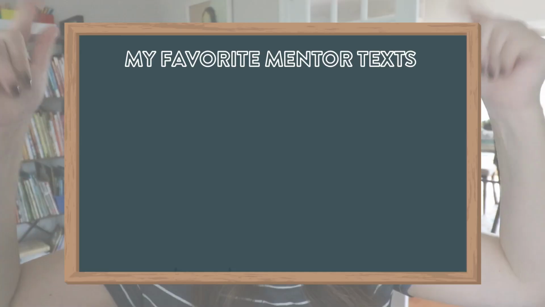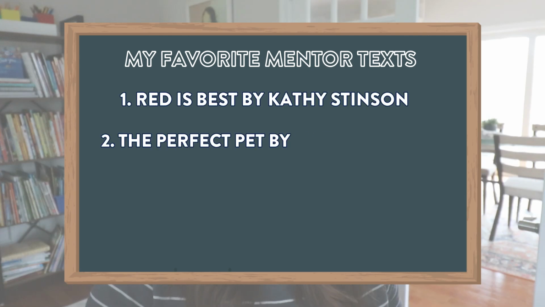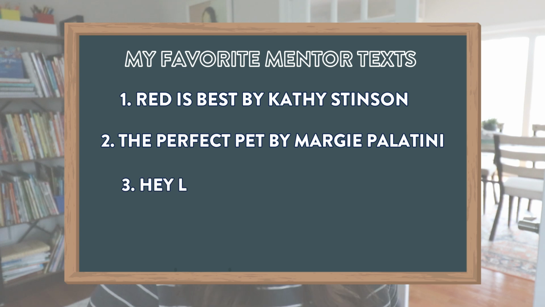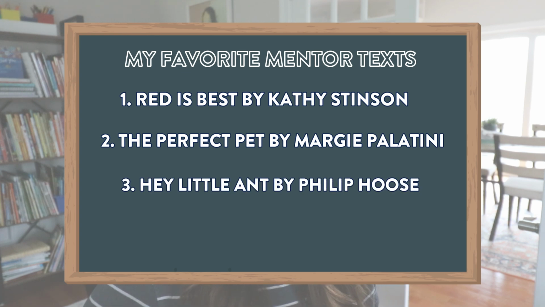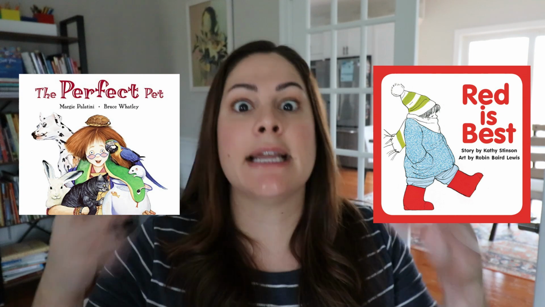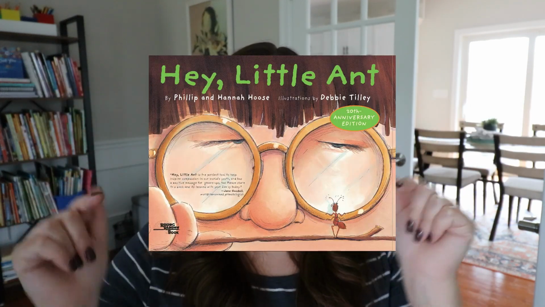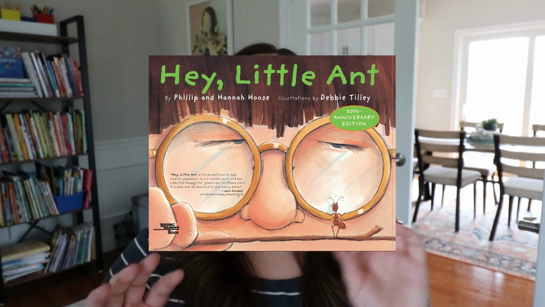Some of my favorite mentor texts for teaching opinion writing include Red is Best by Kathy Stinson, The Perfect Pet by Margie Palatini, Hey Little Ant by Philip M. Hoose, and Animals Nobody Loves by Seymour Simon. Now, Red is Best and Perfect Pet are great for teaching students how to state their opinion and give some reasons to support it. I love Hey Little Ant because it provides 2 different perspectives and each perspective has their own reasons to support their differing opinions.